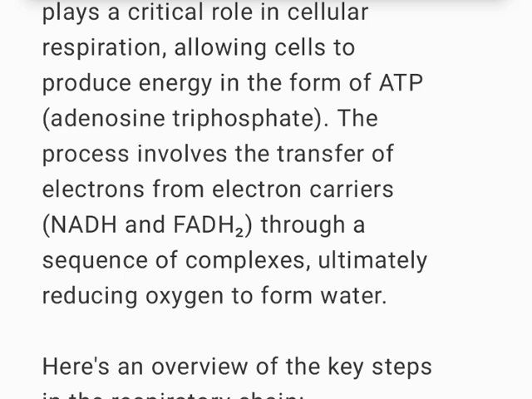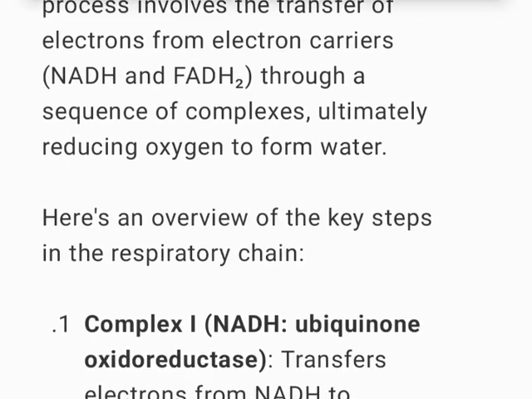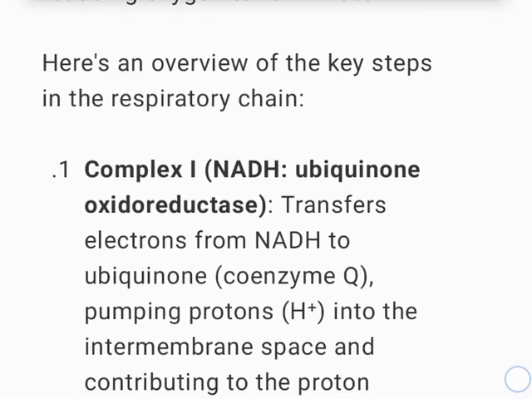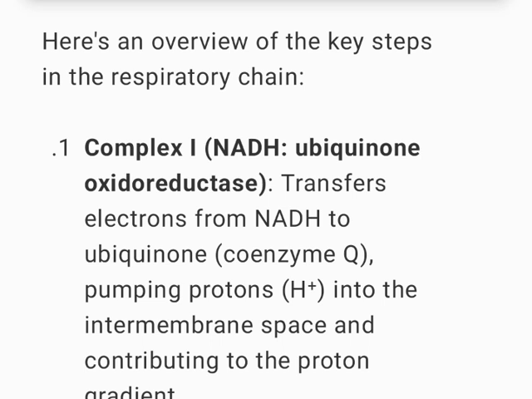The process involves the transfer of electrons from electron carriers, NADH and FADH2, through a sequence of complexes, ultimately reducing oxygen to form water. Here's an overview of the key steps in the respiratory chain.